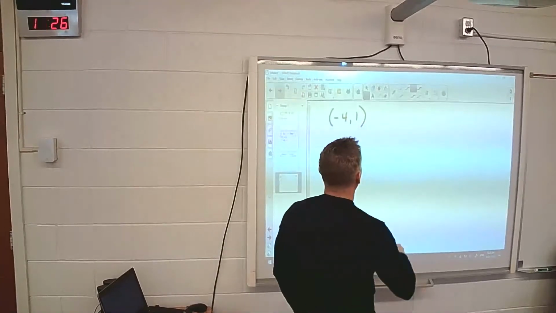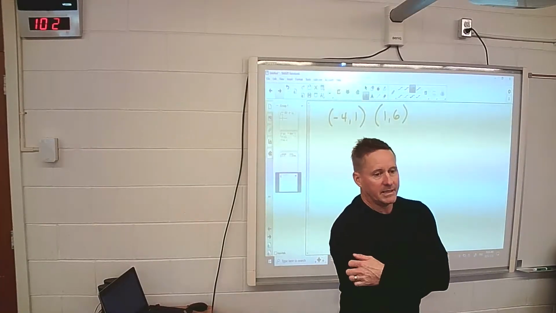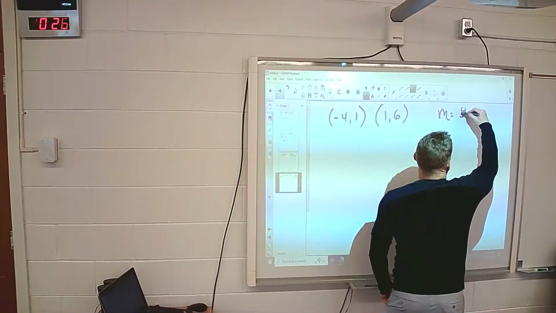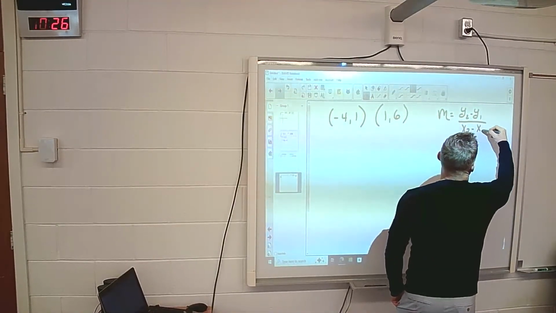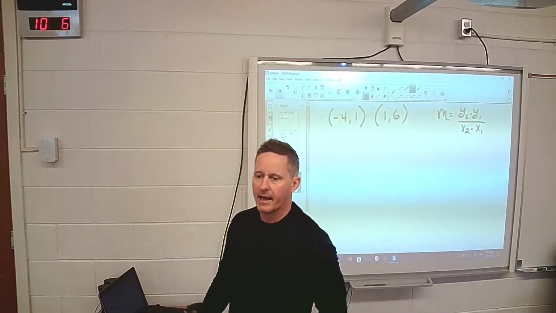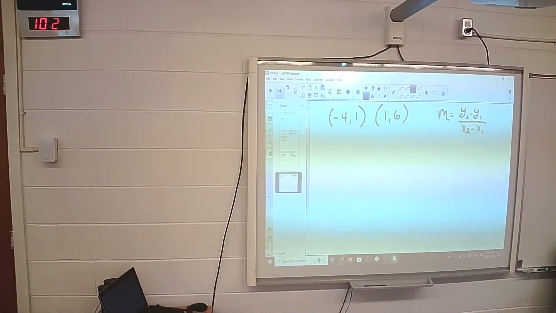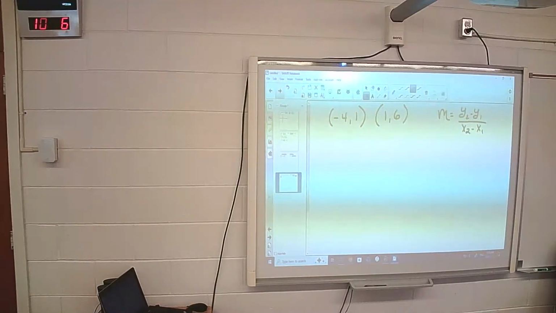B is (1, 6). Now, nobody's asked a question yet, so I'm going to answer it before you ask it. It doesn't matter which one of the coordinates you make x2, y2, and x1, y1. You can do it whichever way you want. But we do have to make sure that the x1 and the y1 are in the same brackets.